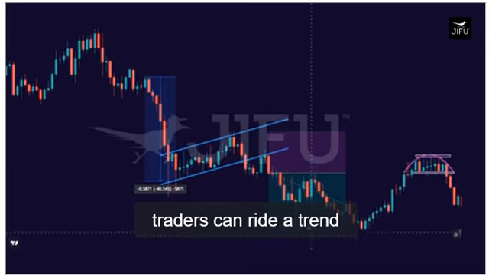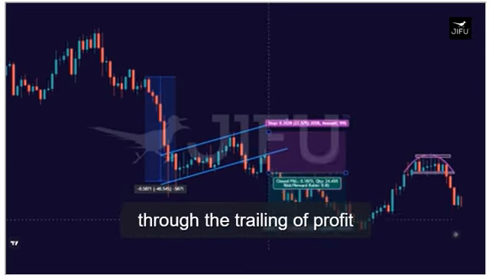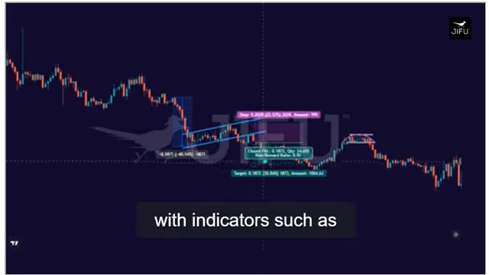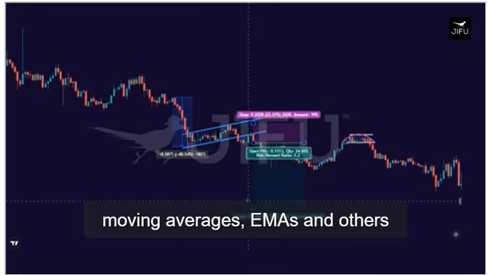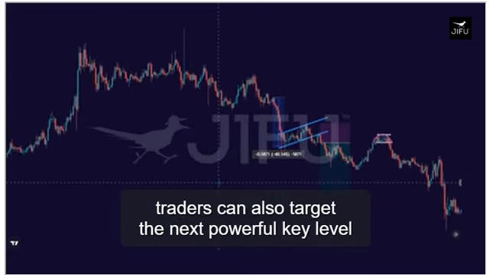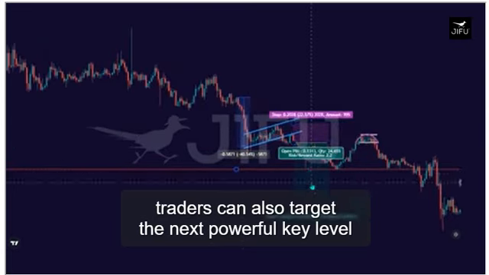Alternatively, traders can ride the trend through the trailing of profit with indicators such as moving averages, EMAs, and others. Traders can also target the next powerful key level support in the market.